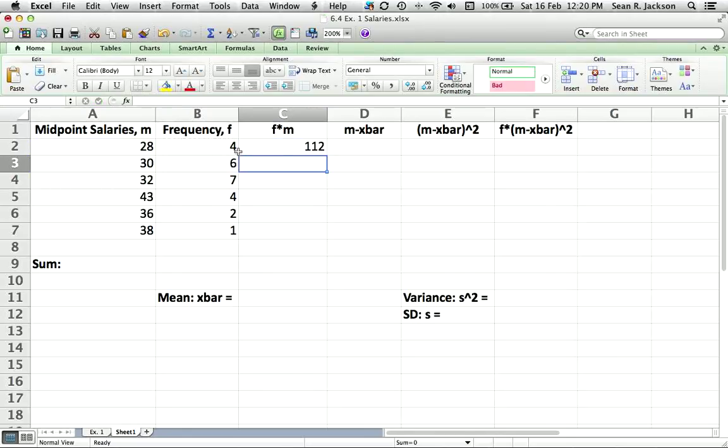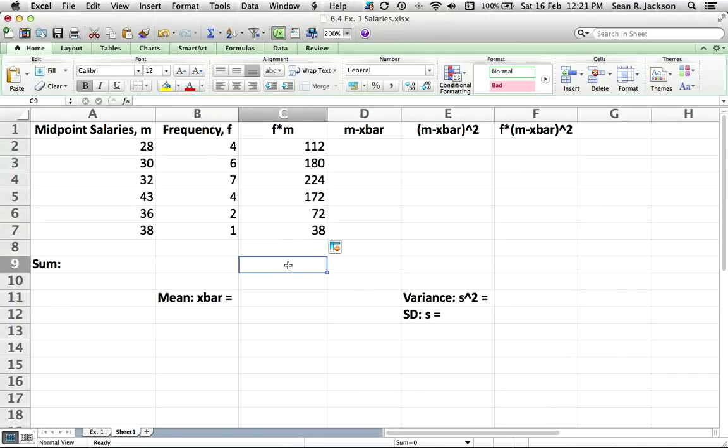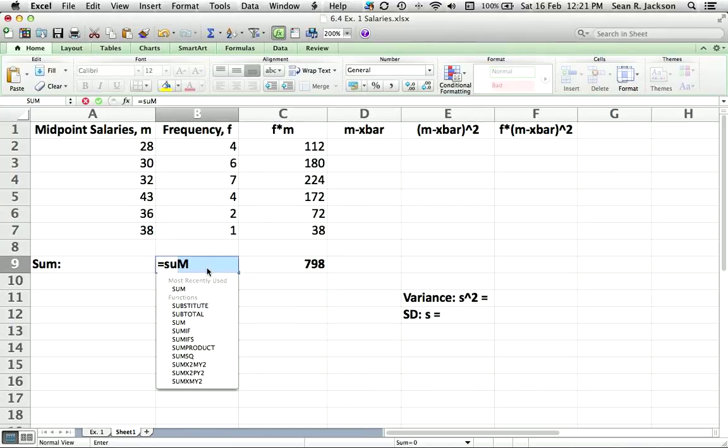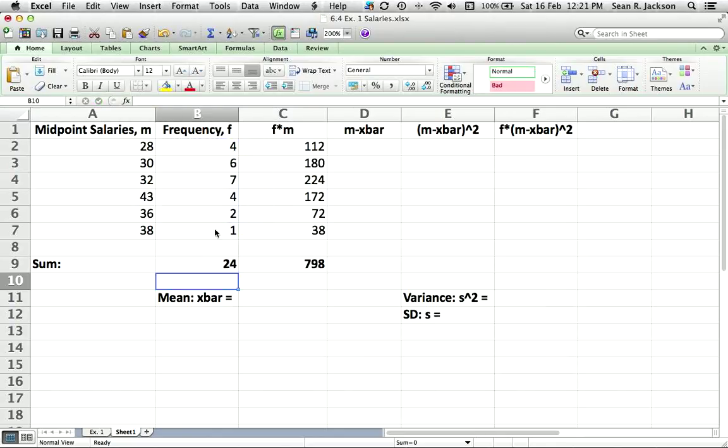Now we can autofill down because we're happy with both of those values changing each time that we change our F times M column. And so if you recall, to find the mean using grouped data, we do the sum of all the frequencies times midpoints, and then we divide that by the sum of all the frequencies. Okay, so Mr. Jackson's just going to go in there and find the sum of all those frequencies. And the sum of all those frequencies is our n. It's our number in our sample, or if it's the population, it's the number in the population.